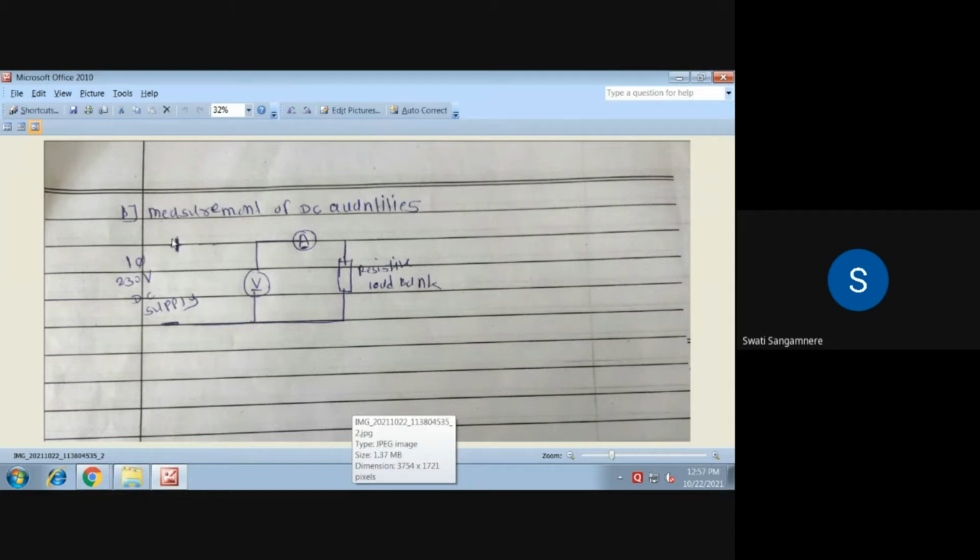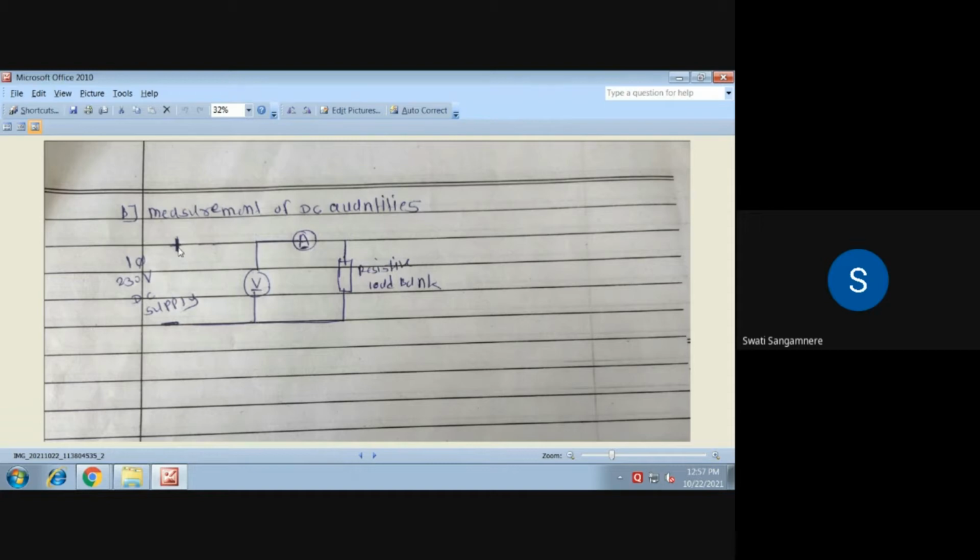So this is the circuit diagram for measurement of DC quantities. This circuit diagram and the previous circuit diagram are the same, only a little change: in this diagram we use a single phase 230 volt DC supply, DC voltmeter, DC ammeter and DC load bank. Okay, see the connection. The DC supply has two terminals, positive and negative. So a single phase 230 volt DC supply is given to this circuit.